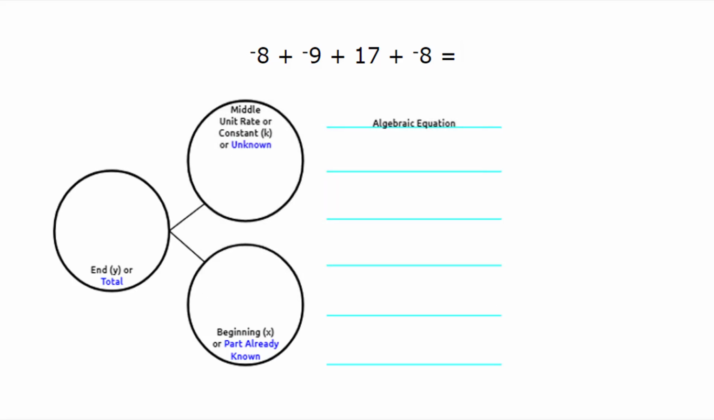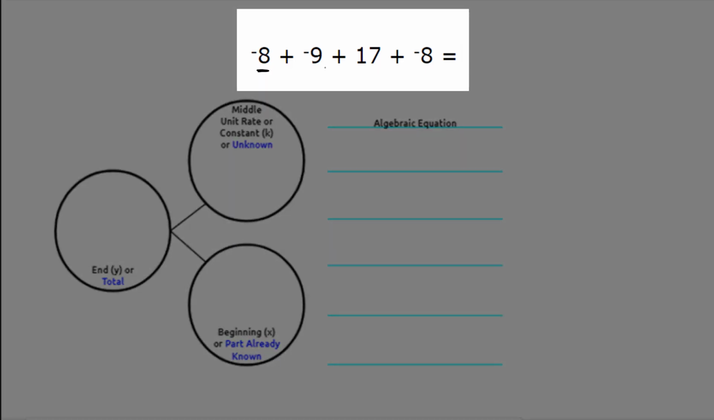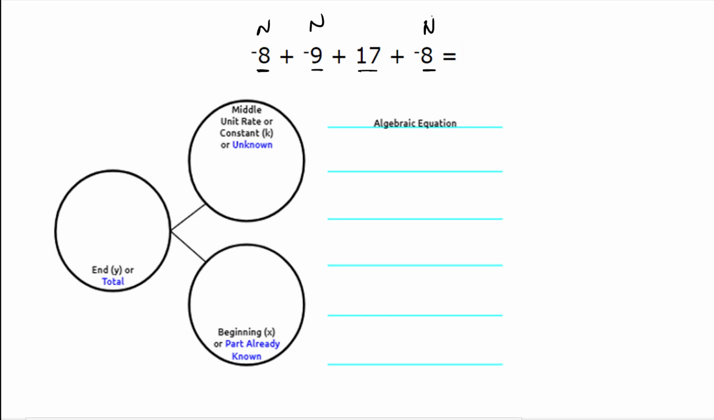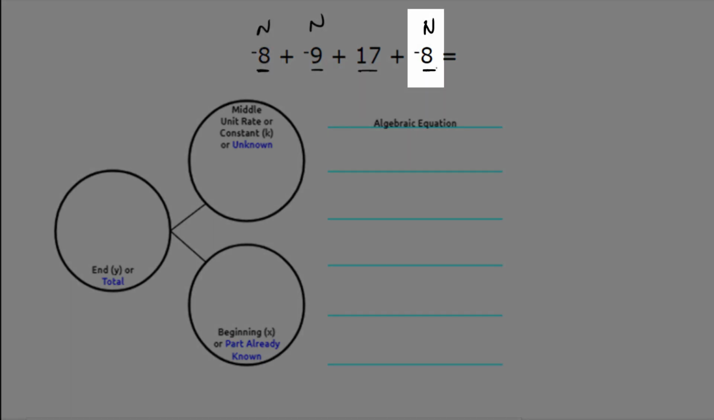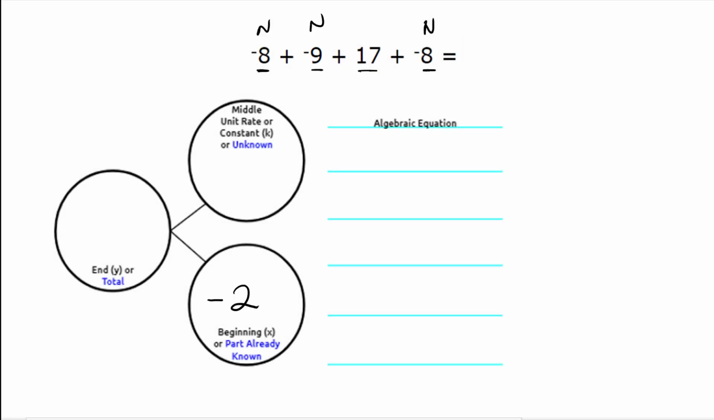Let me show you. We have 4 terms: 1, 2, 3, 4, 3 of which are negative numbers. So we're going to take those negative numbers and put them together. I know that 8 and 8 is going to give me a total of 16 negatives. 9 more is going to be 25. So that's going to be the beginning of my number bond.